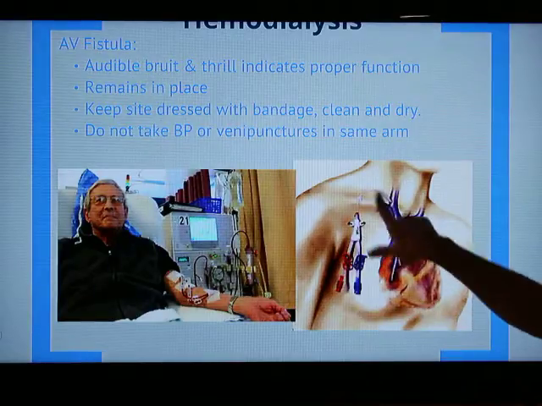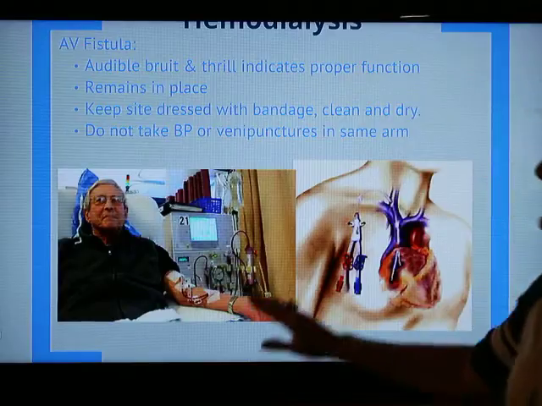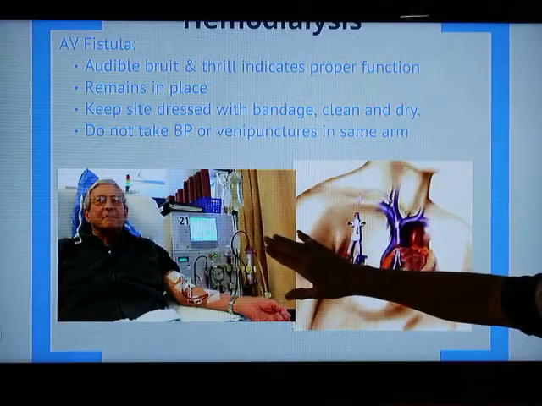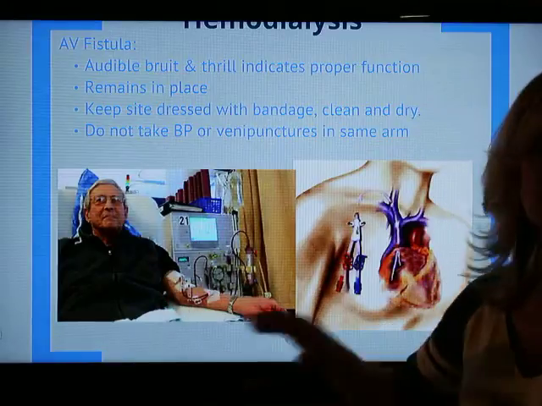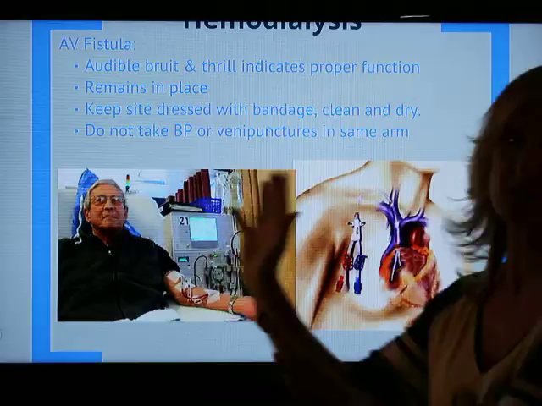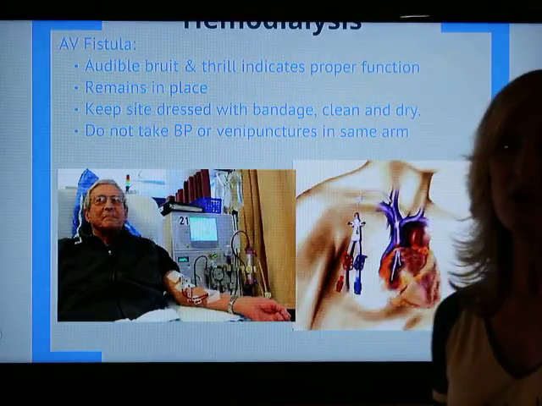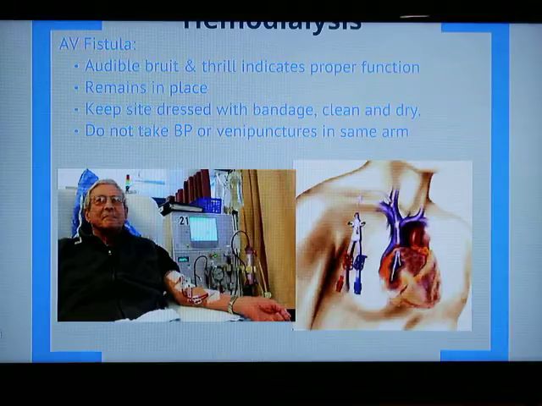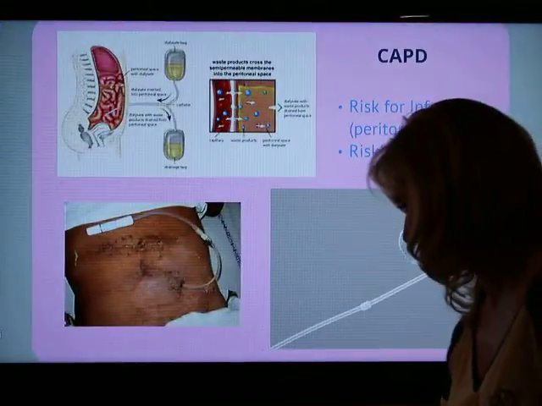So it can be up here in the subclavian vein or in one of the arms. If a patient has this going on, you do not take blood in that arm, you don't take blood pressures in that arm, you use the other arm. This does become problematic because these do tend to clot off, and so oftentimes you're switching this back around. These people have horribly scarred up veins after they've been on it for a while.